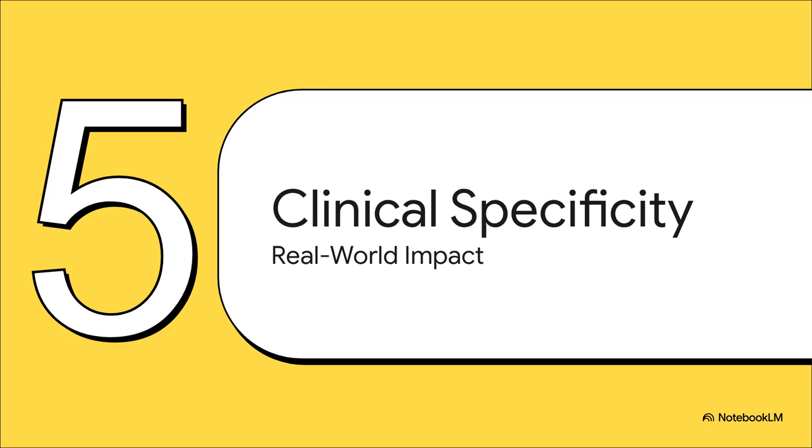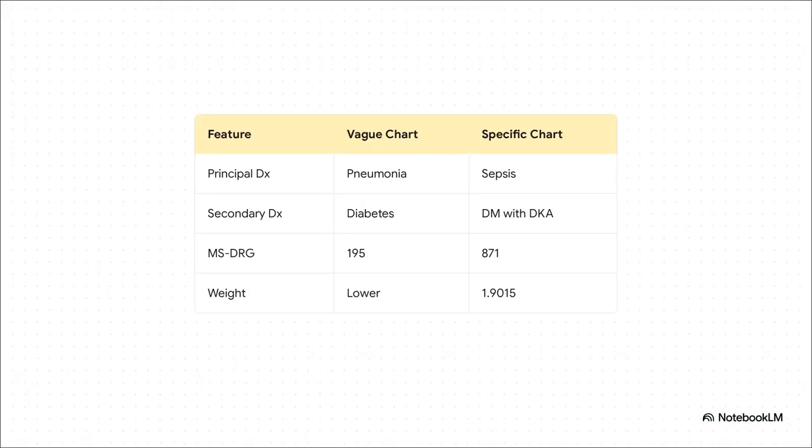All right, Section 5, the power of clinical specificity. Let's look at a real-world case study to really see the tangible financial and clinical impact of vague versus specific documentation. Notice the stark contrast between these two approaches. On one hand, you have vague documentation, unspecified pneumonia, and simple diabetes, dropping the case into DRG 195.